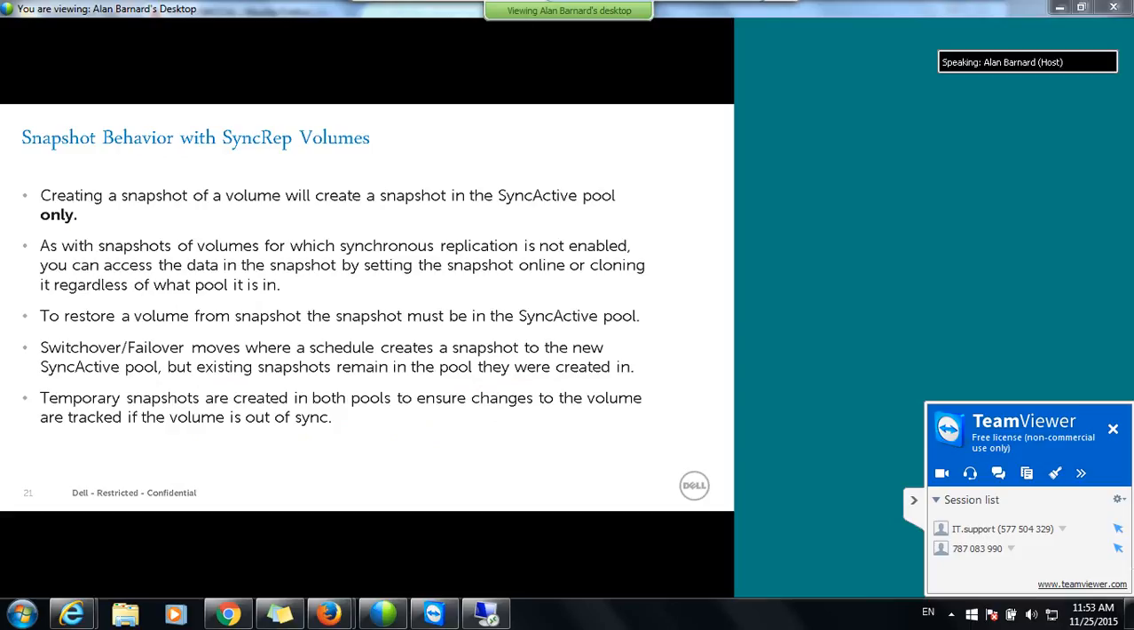Okay. Next, a switch over or failover moves where a schedule creates a snapshot to the new sync active pool, but existing snapshots remain in the pool they were created in. Yep, we already know that because again, the snapshot follows where the volume is actually sitting. A temporary snapshot is created in both pools to ensure changes to the volume are tracked if the volume is out of sync. Yep, that's part of the process.